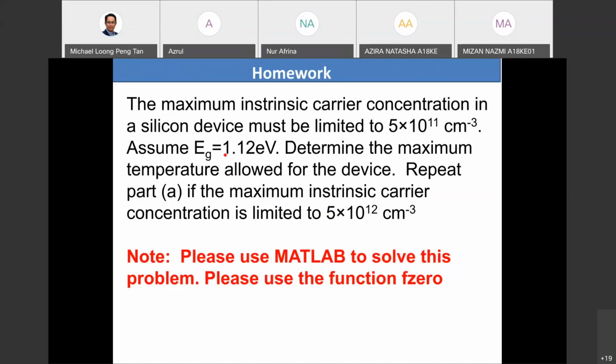So this is the homework that you can solve using F0. If you don't use F0, you can just show me any method you can use for your homework.